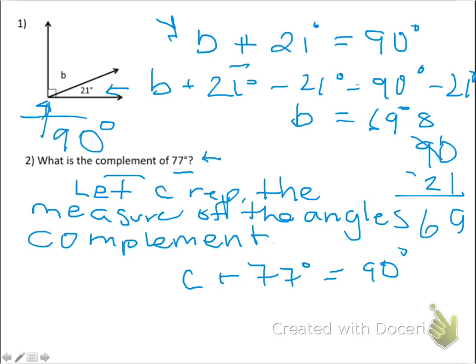Now we're going to do the same thing we did up here. In order to get C by itself, we need to subtract 77 from both sides. You can choose how you want to write it. You can write it the way I did up above, or you can write it the way I've written it in the past, or minus 77, and then you let C is equal to 13 degrees.